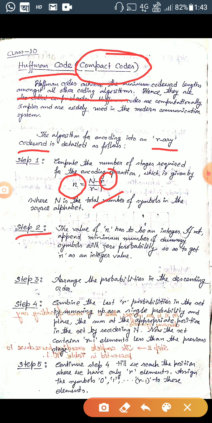Step number 2, you have to check whether small n comes as an integer or not. If it is an integer, that time it's okay. Otherwise, if it is a fractional one, then obviously you have to increase the symbol count, and the added symbols will have 0 probability.